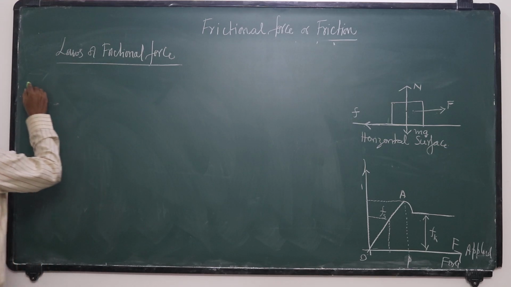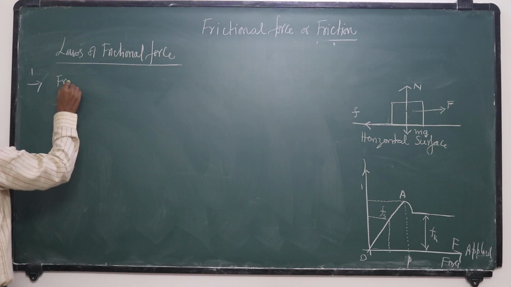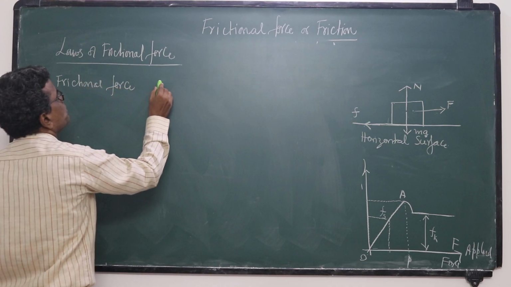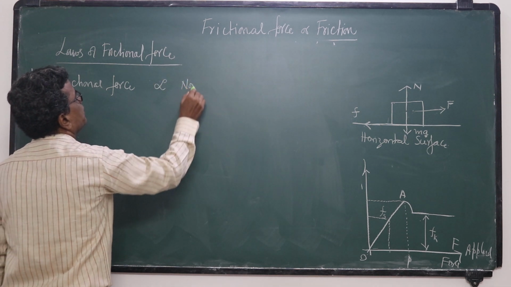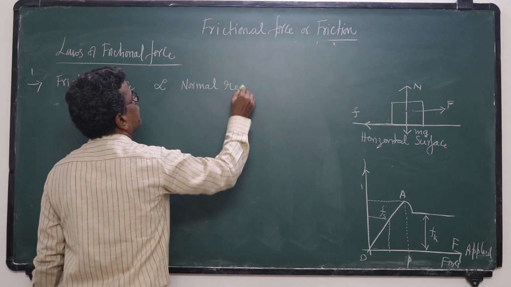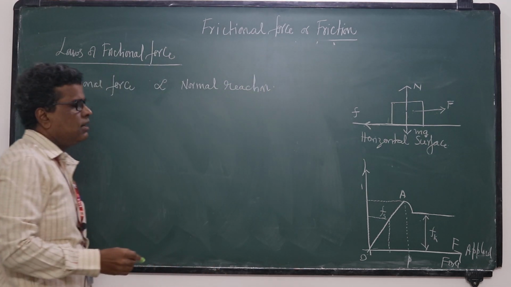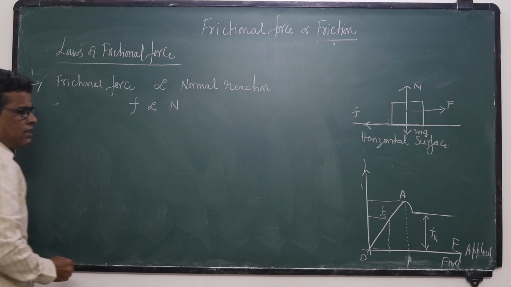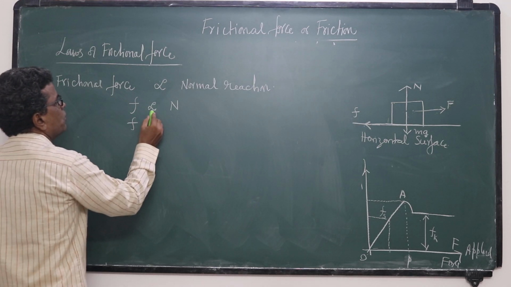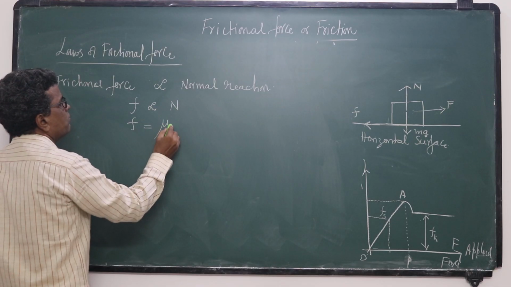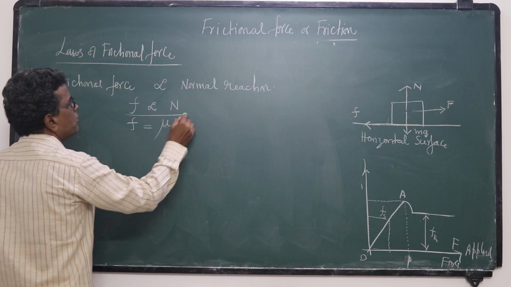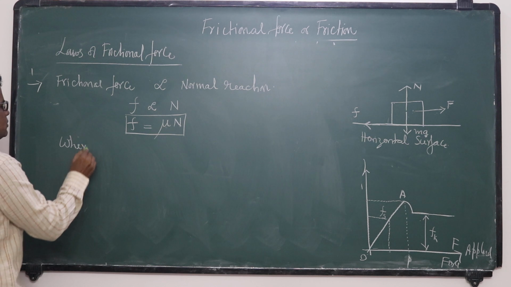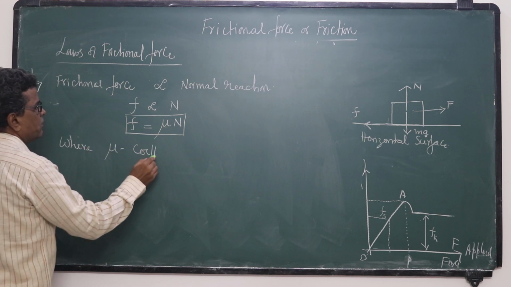What is this law? The number one is frictional force. Frictional force is directly proportional to normal reaction. Okay, this is the first law. So frictional force is represented with the letter small f and the normal reaction is represented with letter n. So F is equal to, if you remove this proportionality, you have to write a constant, that is mu into n. So the frictional force is given by the formula mu n, where mu is called coefficient of friction.